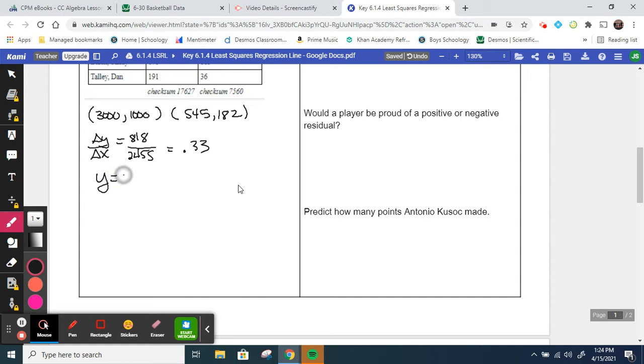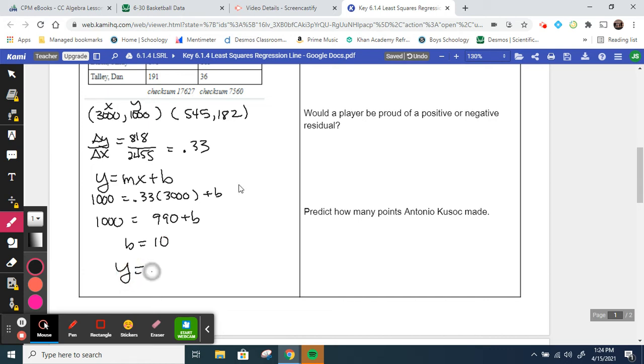For my y-intercept, I'm going to use this point here. I just like the numbers. They were easy to work with. I'm going to plug in my slope. I don't want it to be 1,000, I want it to be 3,000. Okay, so not only is this kind of tedious, but it's not super accurate because of all of the estimating that had to go into finding the points and graphing the points. So this is 990 right here. So then b is 10. So my equation is y equals 0.33x plus 10.